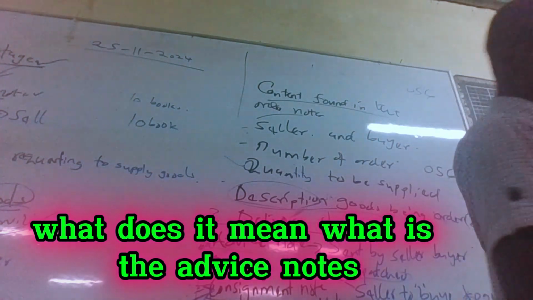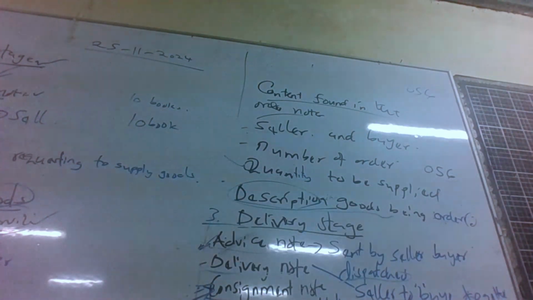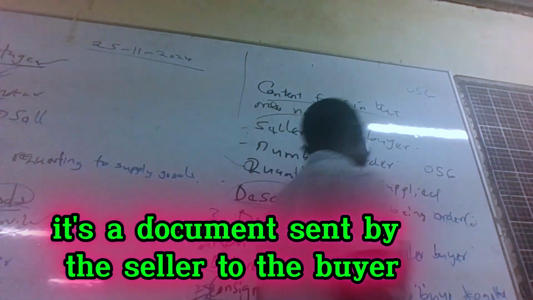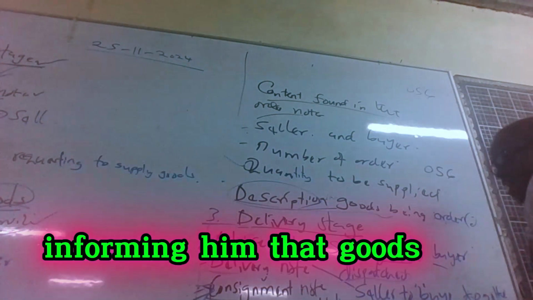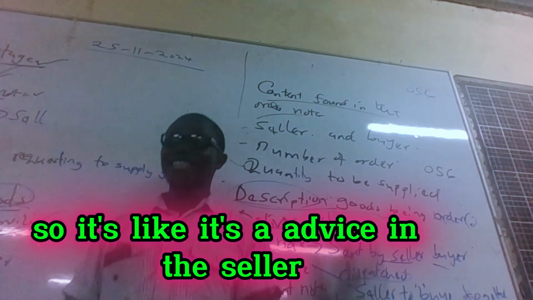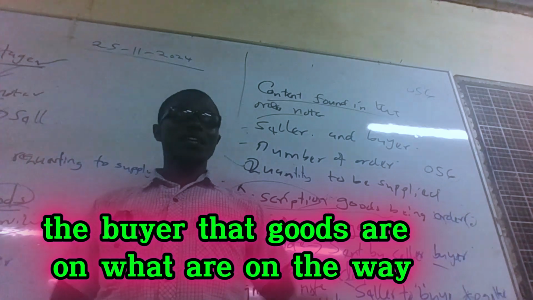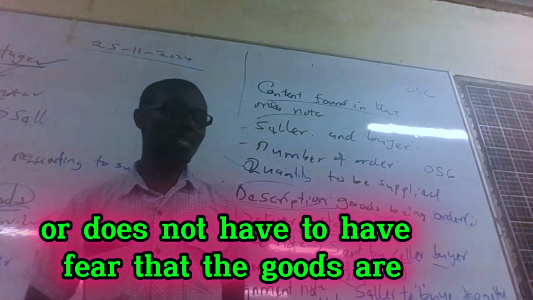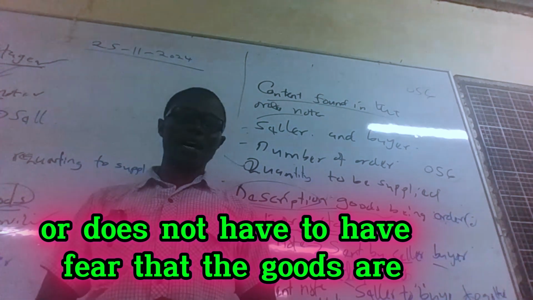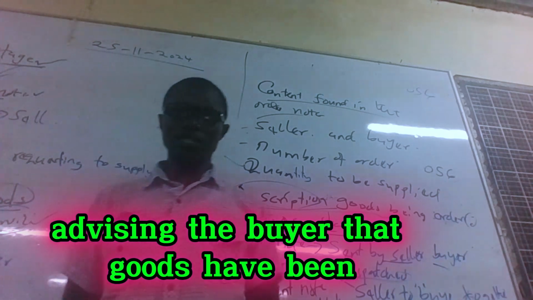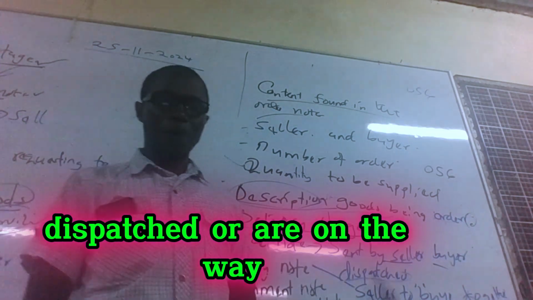What is an advice note? An advice note is a document sent by the seller to the buyer informing him that the goods have been dispatched or are on the way. So it's advising the buyer that goods are on the way, so that the buyer does not panic or have fear that the goods have not been delivered. So the seller sends advice notes, advising the buyer that goods have been dispatched or are on the way.